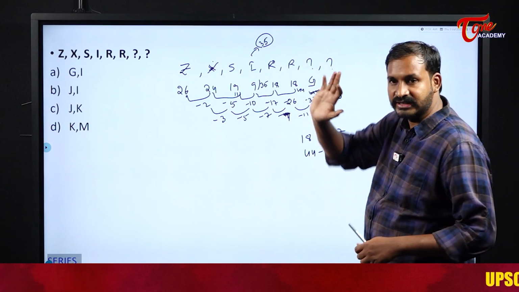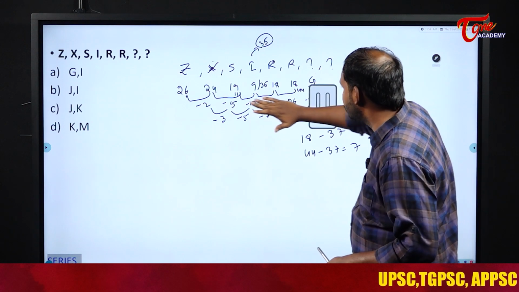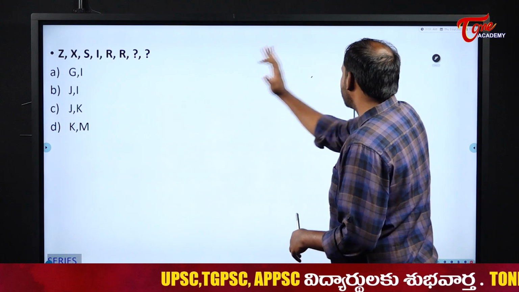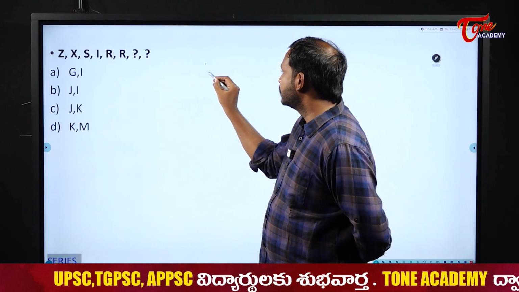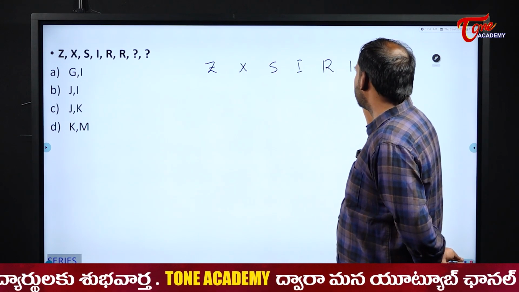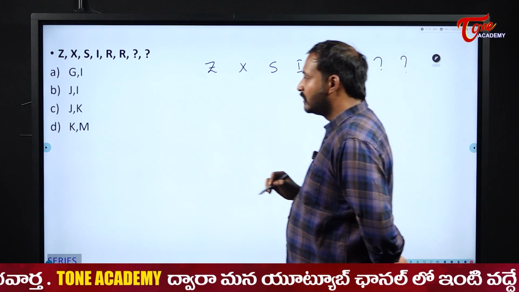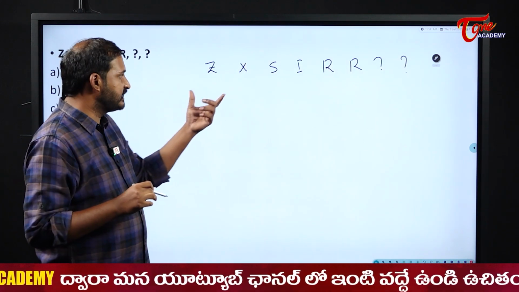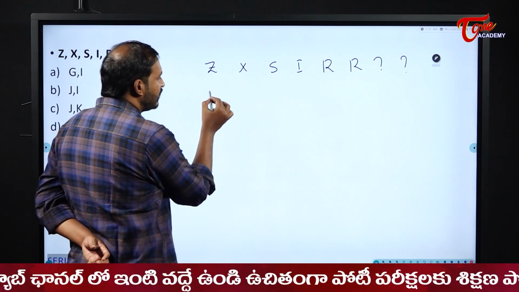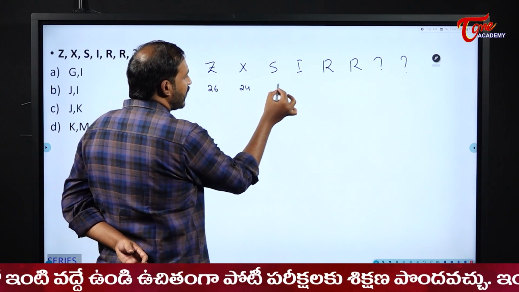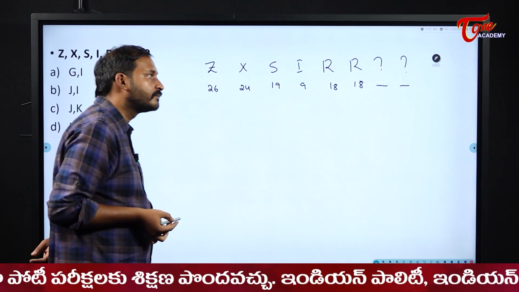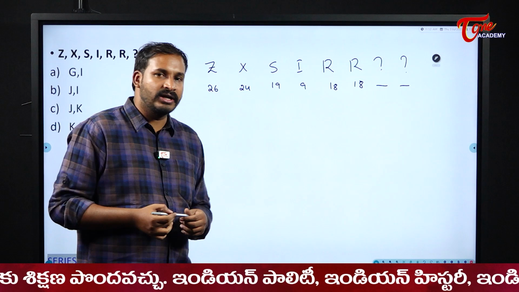See students, once again I will write it very clearly so that you have an idea what I am actually doing here. If you observe carefully: Z, X, S, I, R, question mark and question mark. Just now I told you there is a high chance of having two mixed series here. I will write the place values: 26, 24, 19, 9, 18, 18 and two values we don't know. If I think in an alternate manner, I am not able to get the logic here.